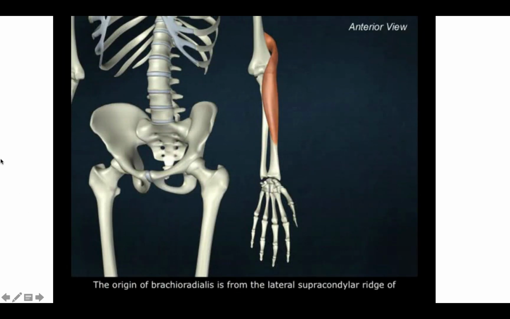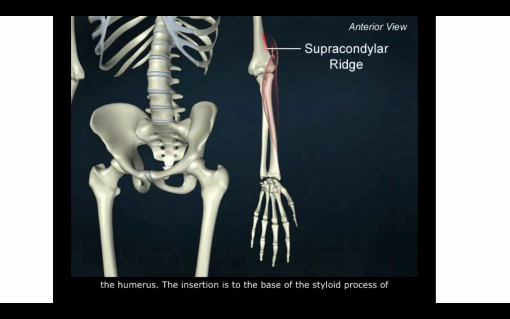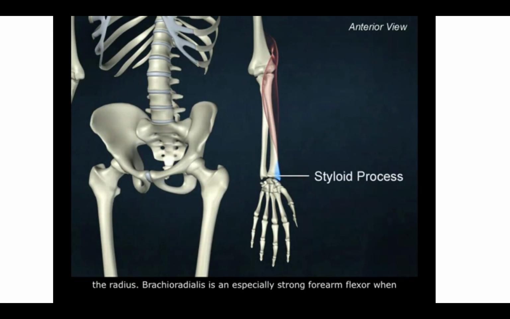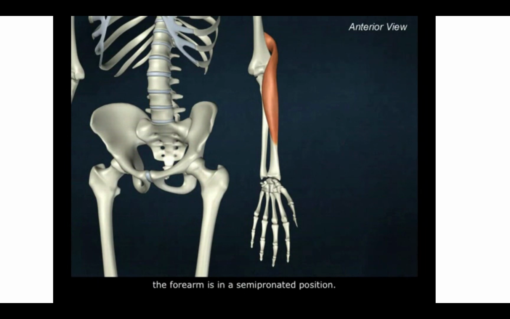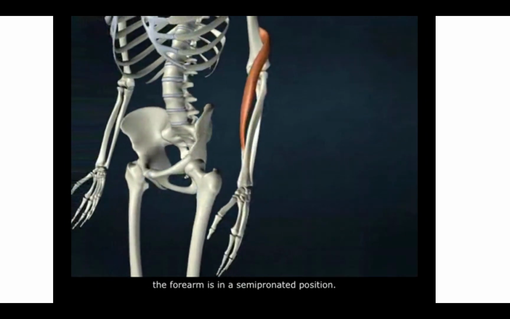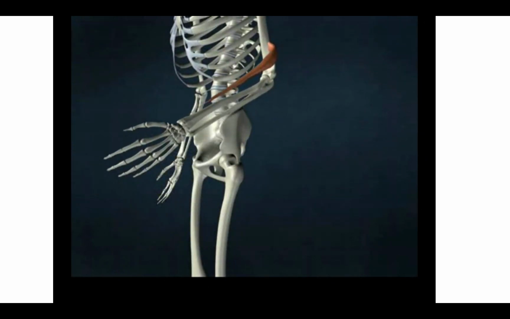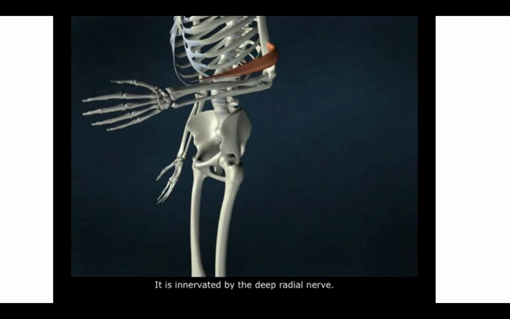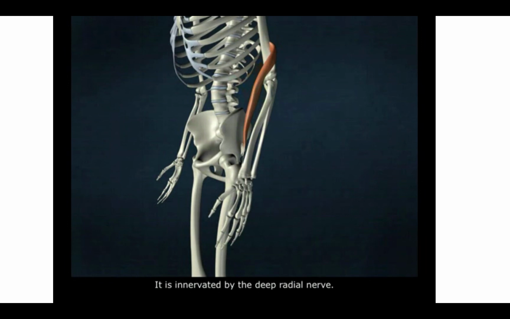All right, let's take a look at this one. The origin of brachioradialis is from the lateral supracondylar ridge of the humerus. The insertion is to the base of the styloid process of the radius. Brachioradialis is an especially strong forearm flexor when the forearm is in a semi-pronated position. It is innervated by the deep radial nerve.